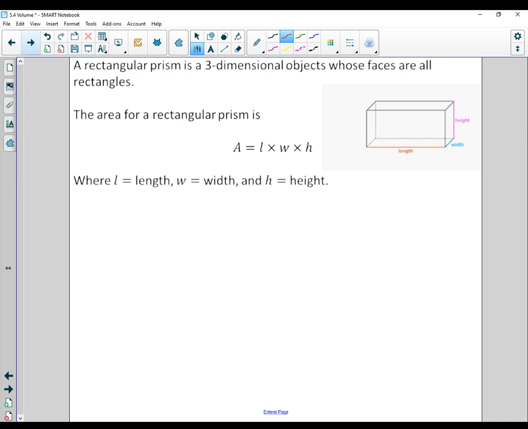Okay, the first volume we're going over is the one we've probably all seen before. A rectangular prism is just a three-dimensional object whose faces are all rectangles, right? And the volume for a rectangular prism is just length times width times height. And you can do that in any order, of course, right? It doesn't matter which one you do first, because 4 times 3 is the same thing as 3 times 4. You can multiply in any order. Where L is the length, W is the width, and H is the height.